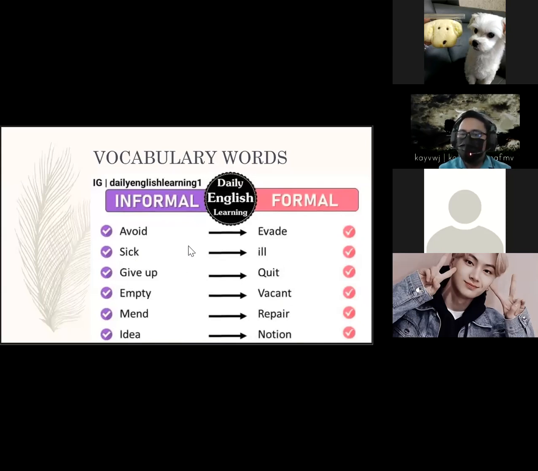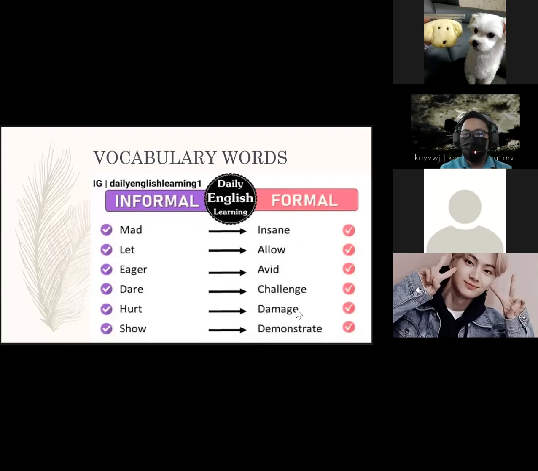Ayan. Avoid, evade, sick, ill, give up, quit, empty, vacant. Mend, repair. Then idea, pwedeng notion. So to make it more formal. Napakadami pang iba. Mad, insane, let, allow, eager, avid, dare, challenge, hurt, damage, show, demonstrate.